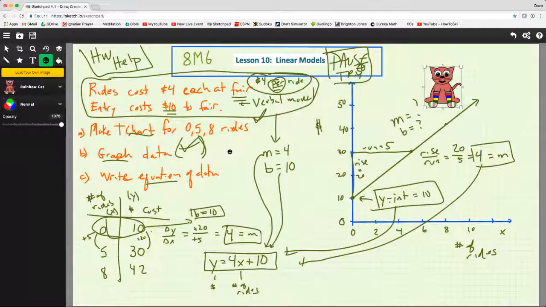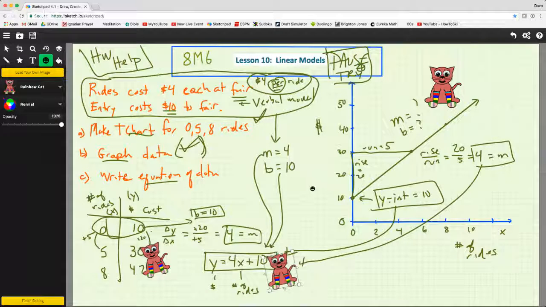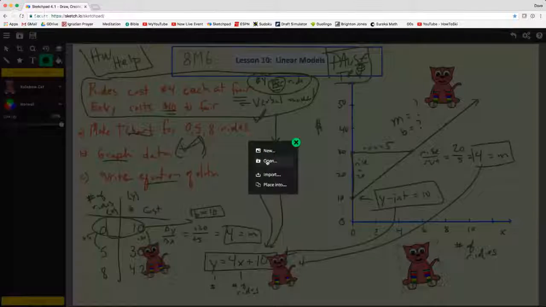Happy cat for our t-chart. Happy cat for our equation. And just a general happy cat for a general understanding of how all of those hook together. Let's do one more example and then we'll be done.